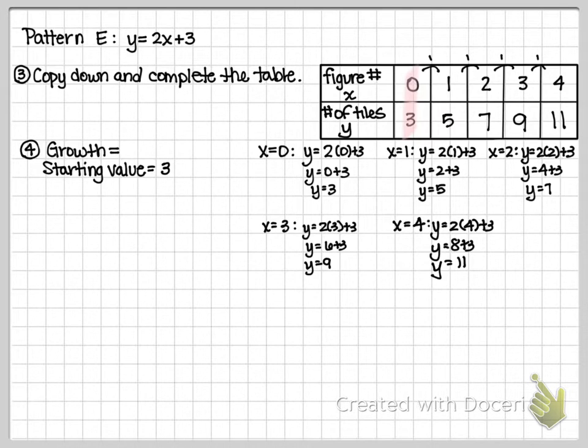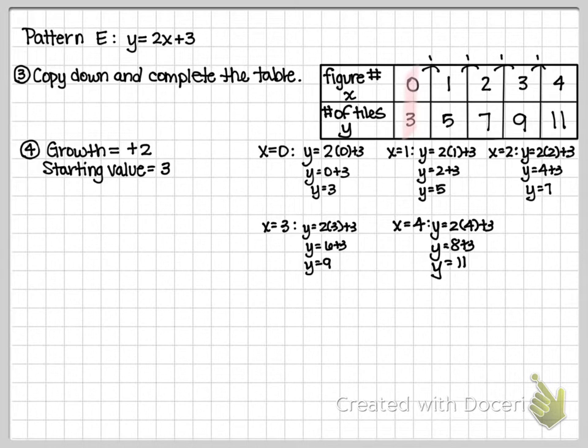Now, to be clear, it has to be the same number that you're adding over and over and over again. It can't be a different number. It can't be like plus 2 and then plus 5 and then minus 8. It's got to be plus 2, plus 2, plus 2, plus 2, plus 2, plus 2. Same number repeatedly. So I know that my growth is going to be plus 2, which I could have found by looking at my equation.